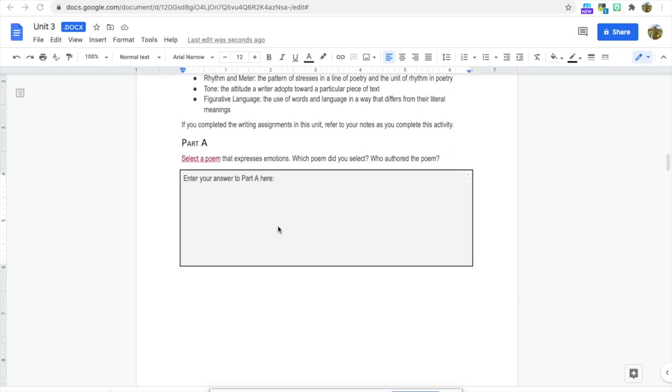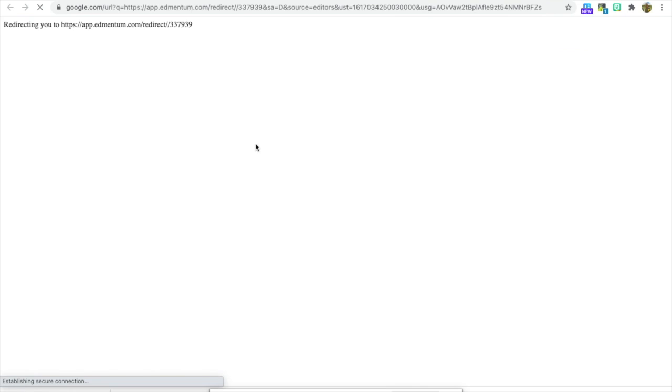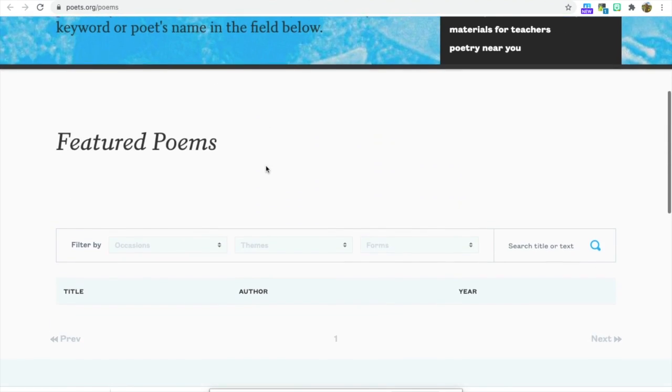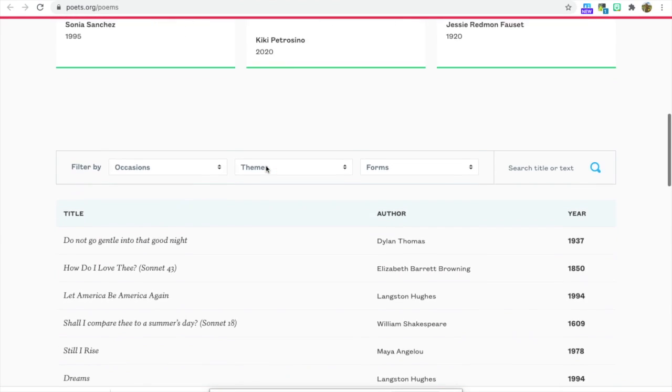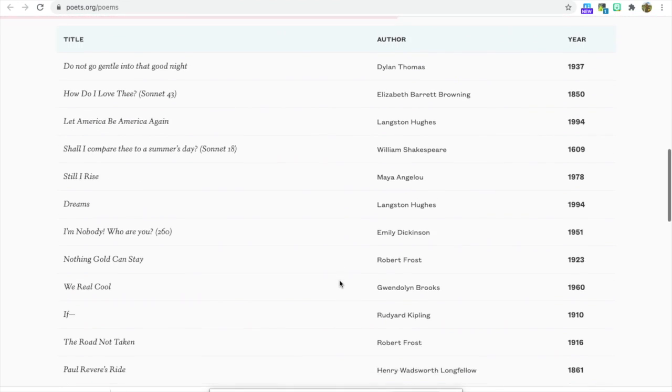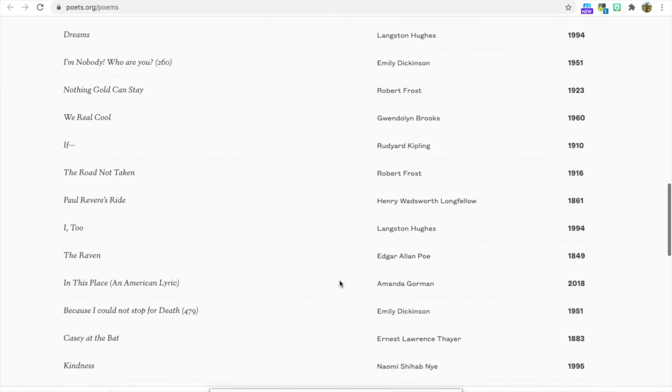Let's take a look at part A. Part A said, select a poem that expresses emotions. Which poem did you select? Who authored the poem? So first of all, you're going to click this link right here. You're going to go over to poets.org and you're going to select a poem. Just scroll down. These are the titles. These are the authors. Let's see, which one do I want to go for?